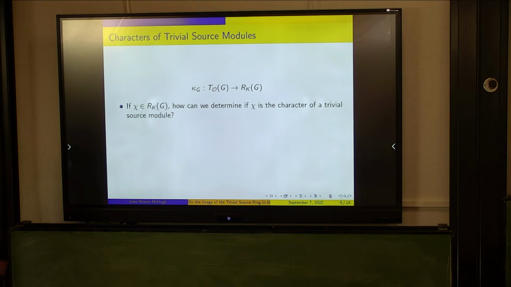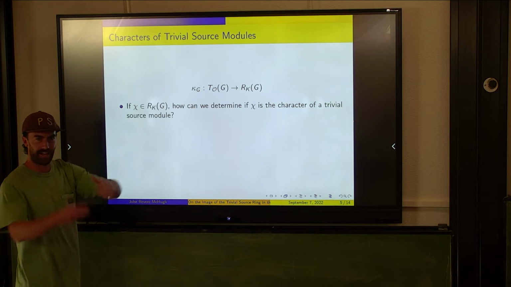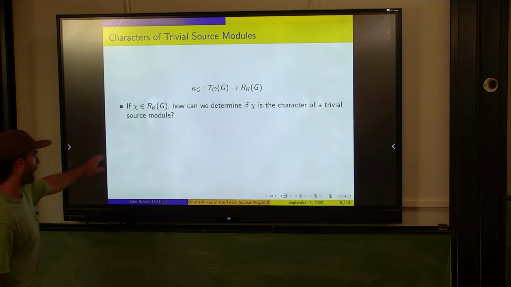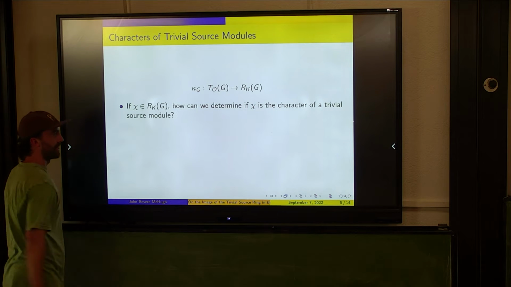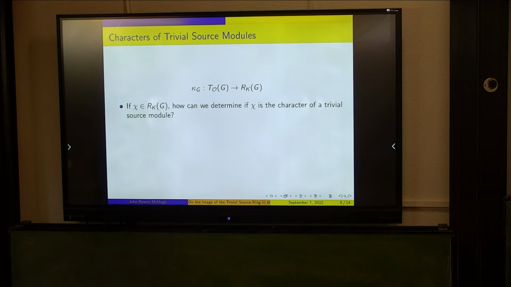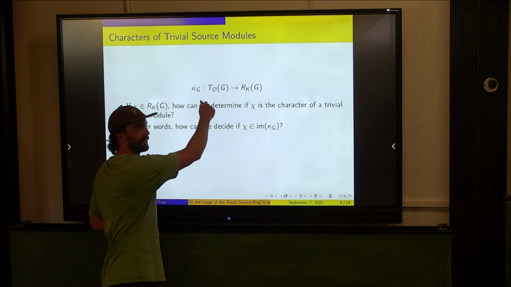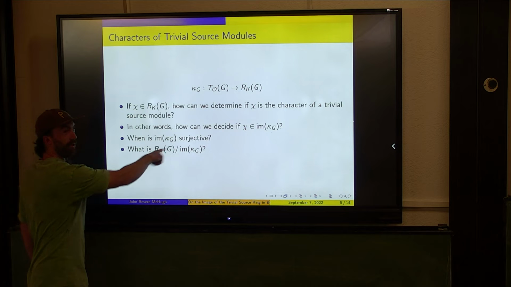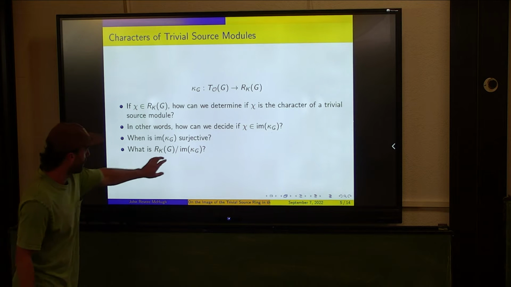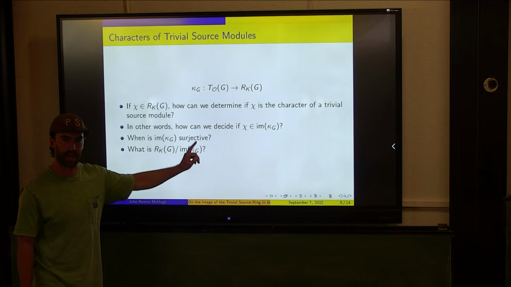And the question I would really love to answer is, if I start with a character here, by the way, in Isaac's book, for example, such characters are called p-rational characters. So if I start with a p-rational character, how can I determine if it's the character of some trivial source module? In other words, if I start with an element here, when is it in the image? Another way to phrase that would be, when is the image surjective? Or even better, I could ask, what's the co-kernel? So this is what I'm interested in, and actually I think this is a good place to start because this thing can actually be computed in GAP.